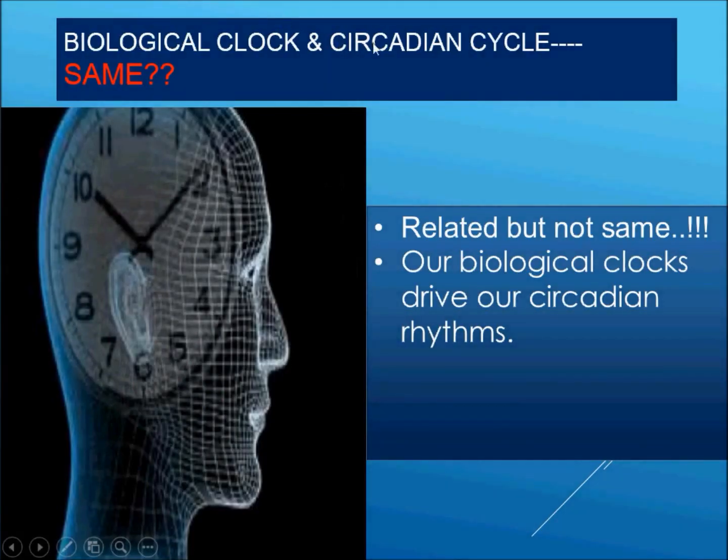Biological clock and circadian cycle, are they the same? No, they are related but not the same. Our biological clock drives our circadian rhythm. Our biological clock means the pineal gland. It drives our circadian rhythm, which is a 24-hour rhythm of our body, and which is regulated by the biological clock, which is known as the pineal gland, students.